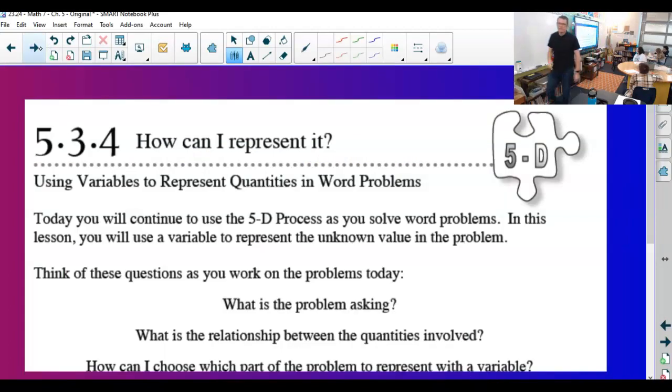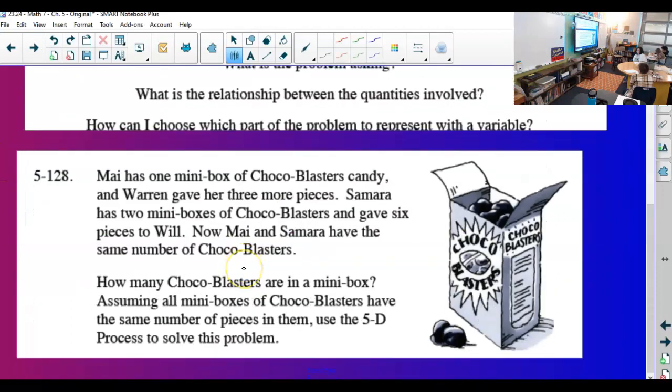We're moving into the next lesson, and this is why 534 is also tomorrow's homework. So now, grab your 534 paper. You have the power to do the highlighting and write down whatever we need, and probably solve this entire problem without me. So dive in, start highlighting, start writing, start doing whatever you think. How many Choco Blasters are in a mini box?